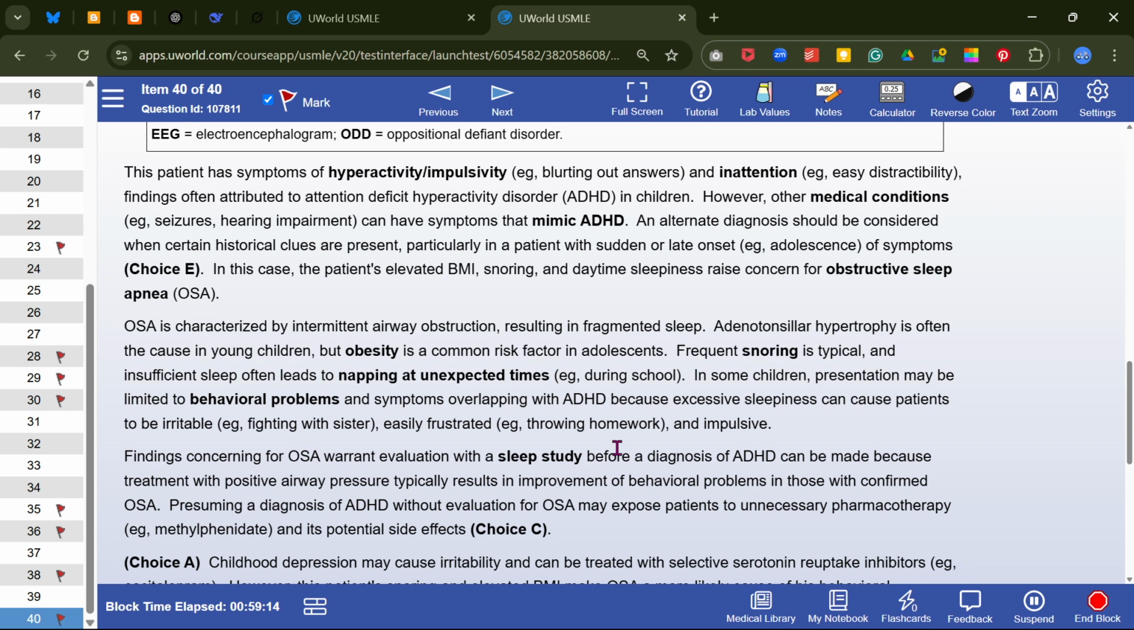In some children, presentation may be limited to behavioral problems and symptoms overlapping with ADHD, because excessive sleepiness can cause patients to be irritable, fighting with sister, easily frustrated, throwing homework, and impulsive. Findings concerning for OSA warrant evaluation with a sleep study before a diagnosis of ADHD can be made, because treatment with positive airway pressure typically results in improvement of behavioral problems in those with confirmed OSA. Presuming the diagnosis of ADHD without evaluation for OSA may expose the patient to unnecessary pharmacotherapy, methylphenidate, and its potential side effects.